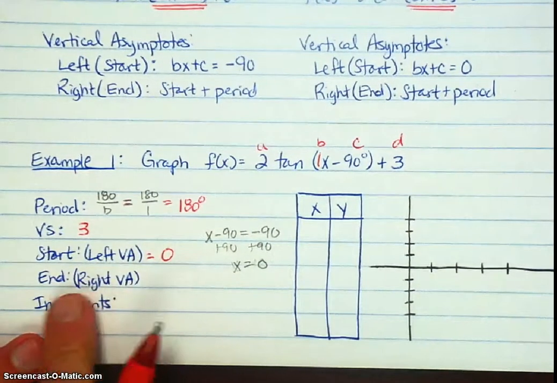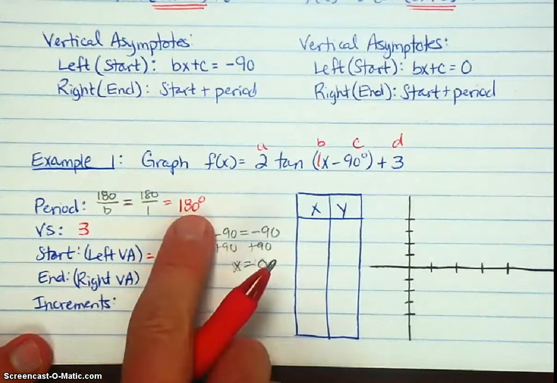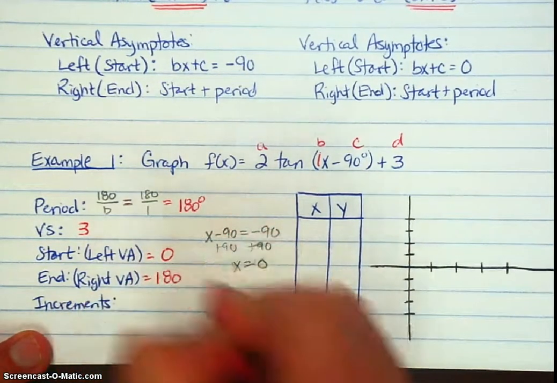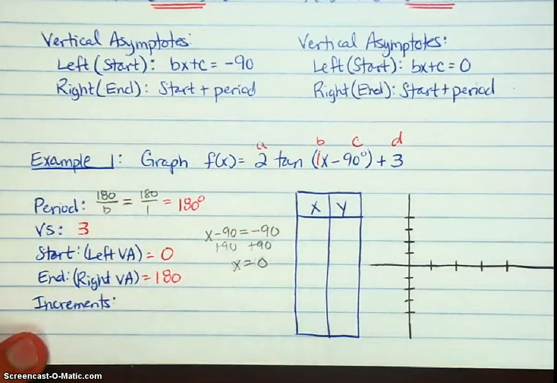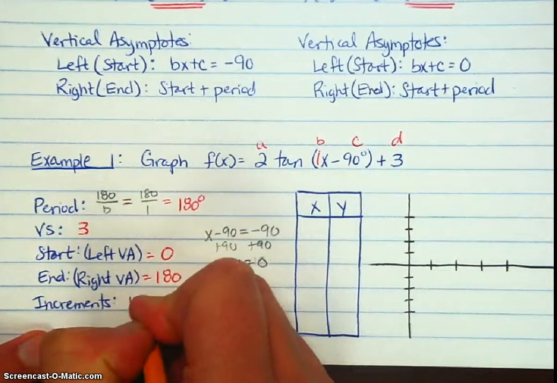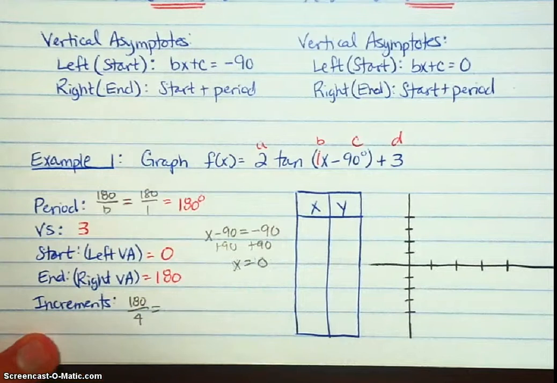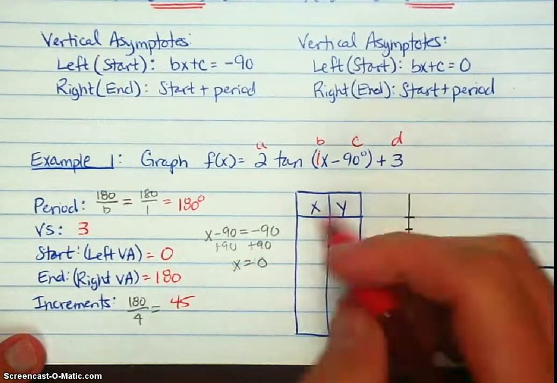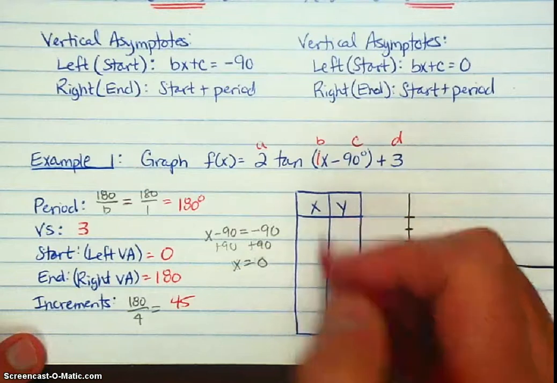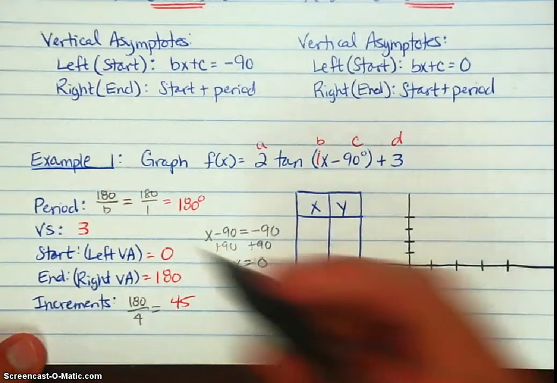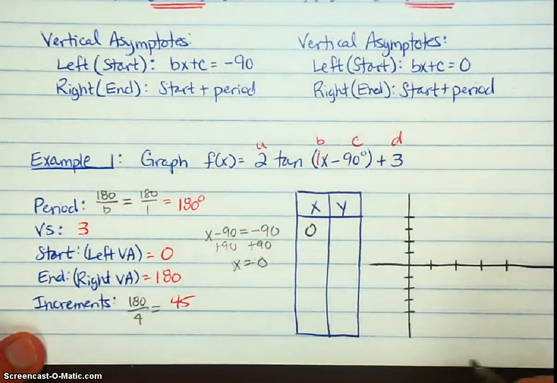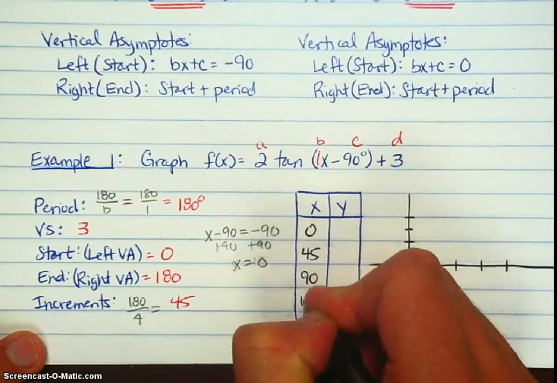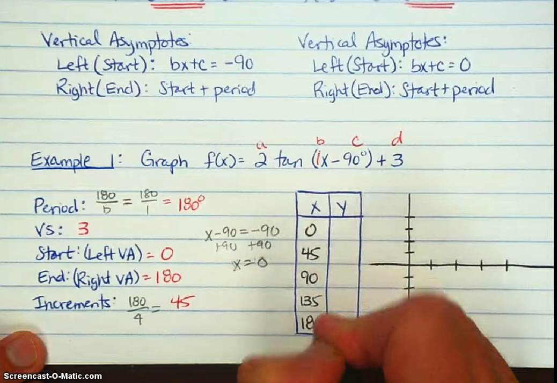Now, to get my right-hand asymptote, I simply take that left hand and I add the period to it. So 0 plus 180 is 180, and that's what we've been doing all along. And then my increments are still the same thing, my period divided by 4, and 180 divided by 4 is 45. So I'm going to go ahead and fill in my x values. We're going to start at 0, and then we're going by 45. So we go 0, 45, 90, 135, 180.